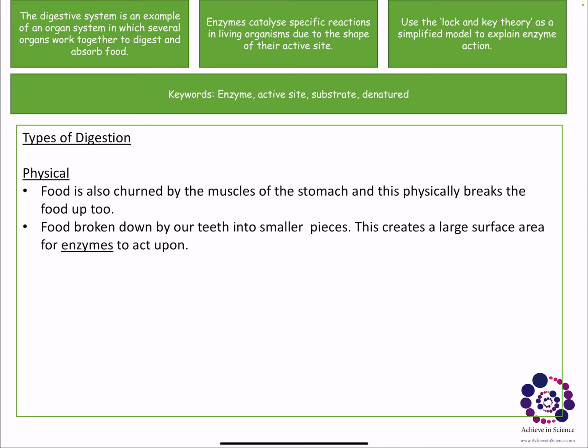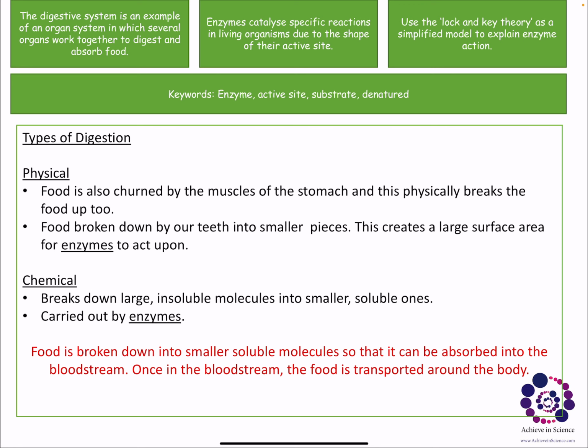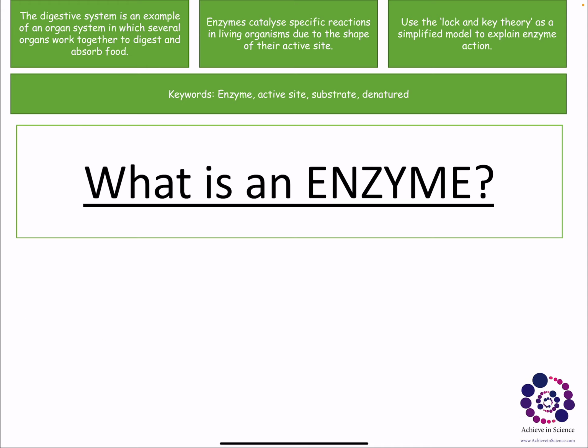Okay, that's physical digestion. And then chemical digestion is where it breaks down large insoluble molecules into smaller ones, and this is carried out by enzymes. Make sure you know both types of digestion taking place in the digestive system. We'll then move on. So what is an enzyme? See if you can explain what an enzyme is.